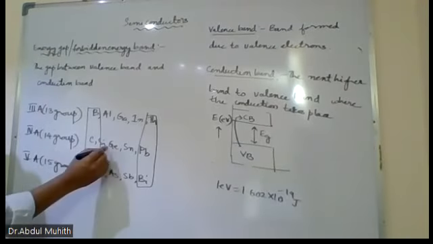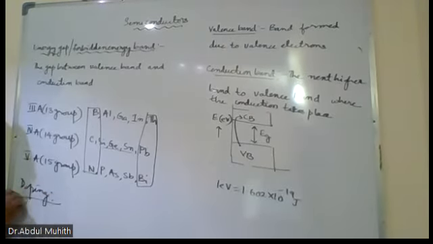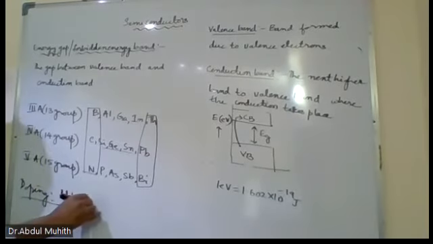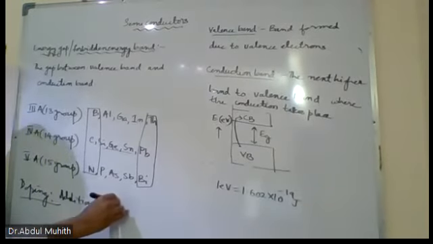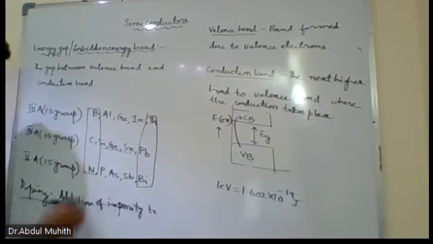Now these are pure semiconductors: silicon and germanium, they are pure crystals. Now we have a definition, that is doping. Doping means addition of impurity to a pure semiconductor.